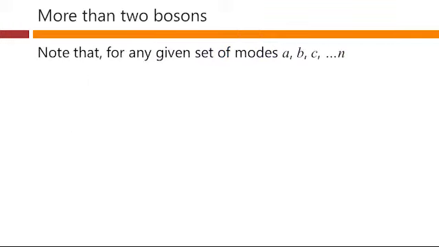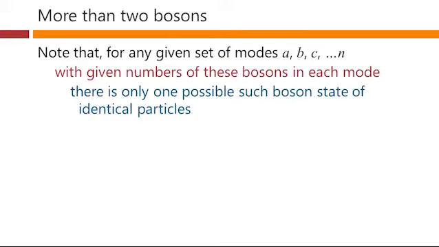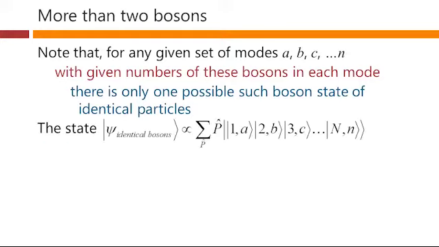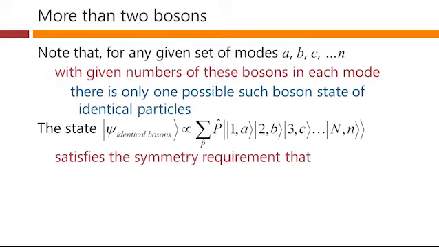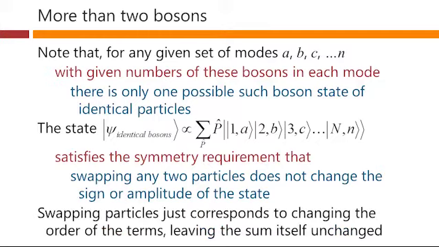Note that for any given set of modes, A, B, C, and so on, with given numbers of these bosons in each mode, there is only one possible such boson state of identical particles. This state that we've written out satisfies the symmetry requirement that swapping any two particles does not change the sign or amplitude of the state.